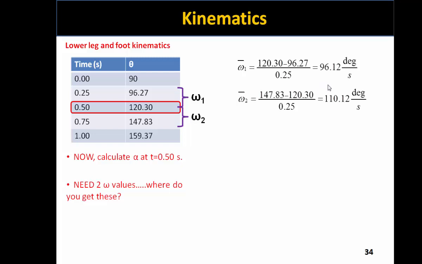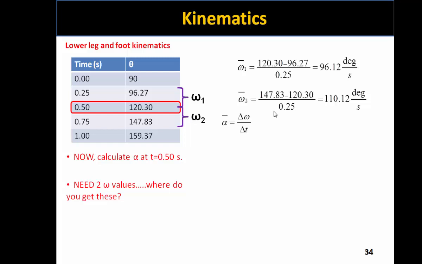For our second angular velocity value, we're working across the 0.75 and 0.5. So we have 147.83 in the 0.75 row. Subtract the 120.30 in this row right here. Remember, these are position values. Divided by the 0.25, so between 0.5 and 0.75, 2 rows, 1 line of separation, only 1 delta t.